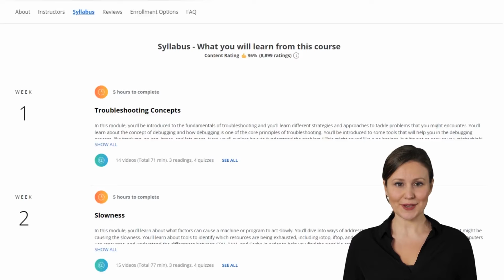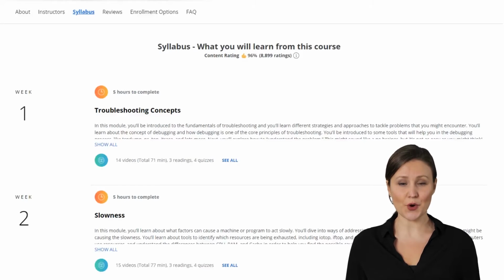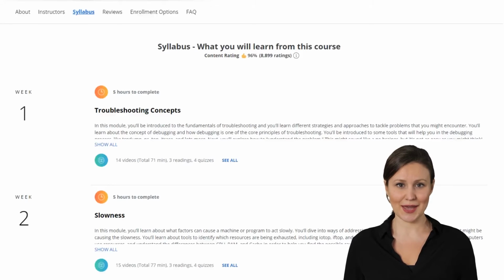Your second week will be slowness. In this module, you'll learn about what factors can cause a machine or program to act slowly. You'll dive into ways of addressing slowness by identifying the bottleneck that might be causing the slowness. You'll learn about tools to identify which resources are being exhausted, including iotop, iftop, and Activity Monitor in macOS.